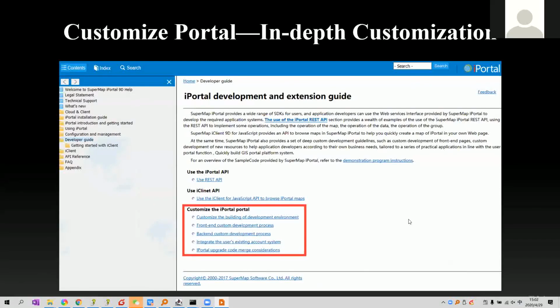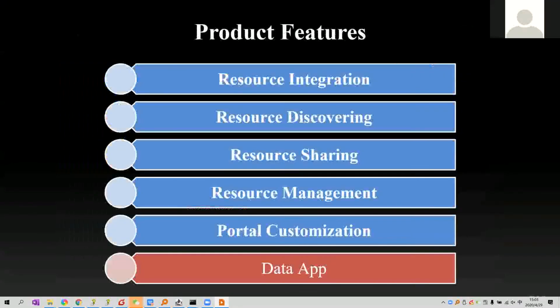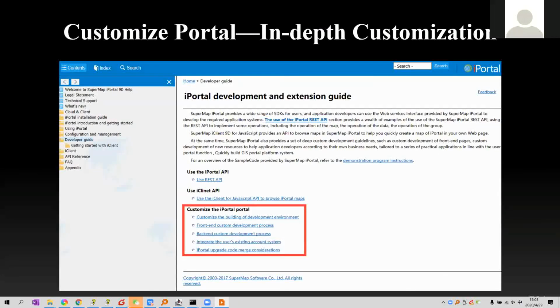in-depth customization. This is the help document, and from the help document we can easily find the steps for how to customize: the building of the development environment, the front end custom development process, the back end custom development process, integrating the user's existing account system, and iPortal upgrade code merge considerations. So we can also, based on the help document, find how to do the in-depth customization of iPortal.